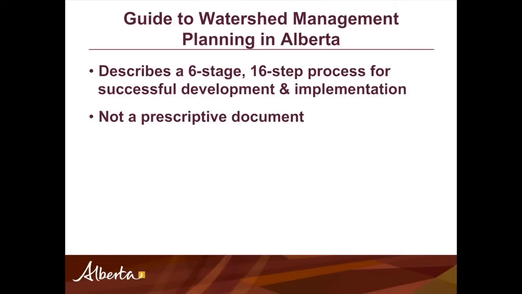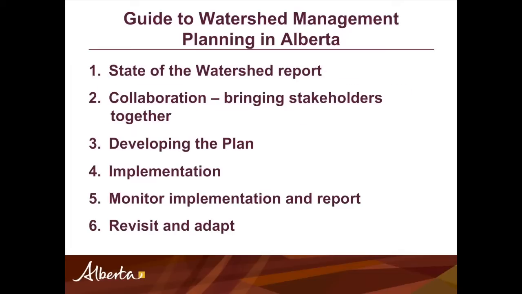Now the Guide to Watershed Management Plan, again, this is where I would normally hold up the document, but because it's draft, I can't do that. It describes a six-stage, 16-step process for development and implementation of a watershed management plan. And I told you already it was not a prescriptive document. These are the 6 stages. And I won't go through the 16 steps, so you don't have to worry.